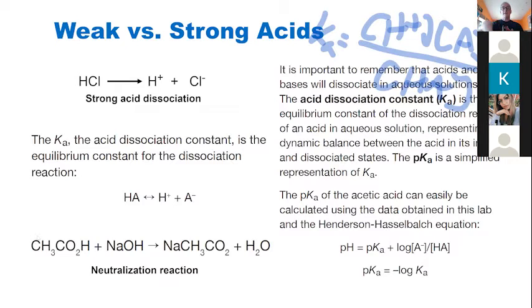The larger this is, obviously, the more H plus and A minus get produced. The smaller it is, the less H plus and A minus you get. Every weak acid has its own very specific Ka. In fact, when we're doing titrations, we can get the identity of a weak acid by figuring out what its Ka is from the titration.